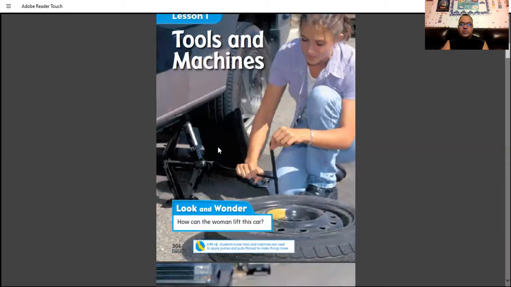Tools and machines. How can the woman lift this car? Can she use her own natural powers? What kind of a tool does she use to lift that car? Look, what is it? Oh, it's a jack. It's a type of tool that we use.